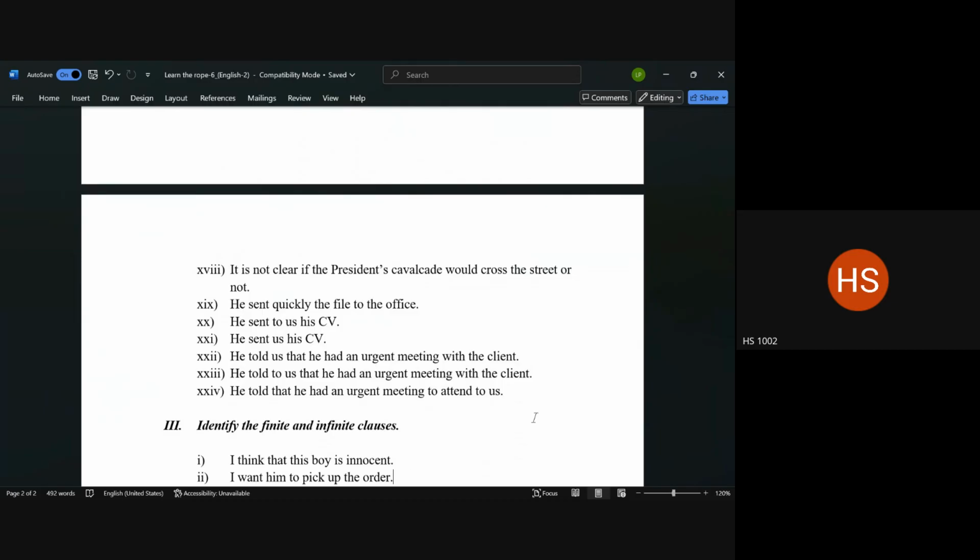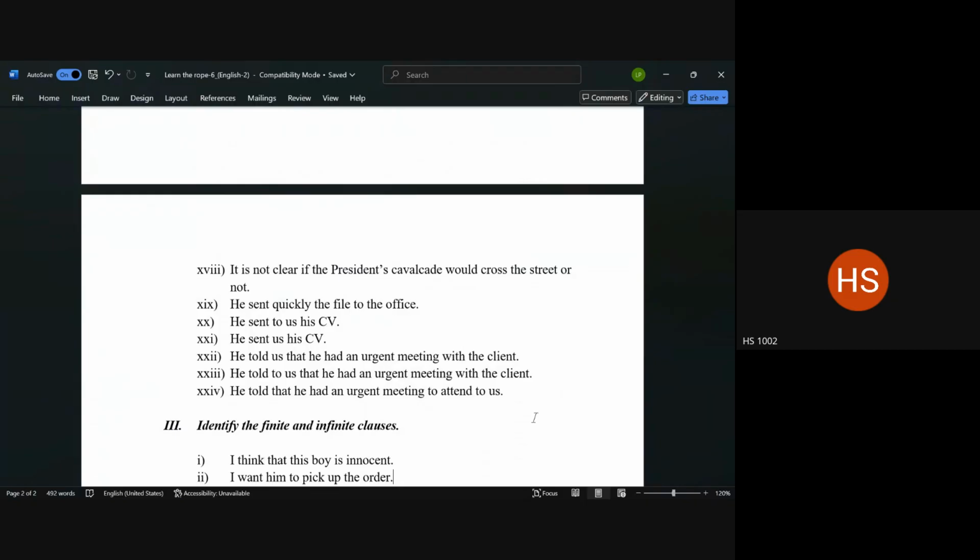He told us that he had an urgent meeting with the client. Is that okay? Yes, ma'am. Yeah, this is okay because look at the placement. Direct object is what? That he had an urgent meeting with the client, right? And us is your indirect object. So that's in the right position. So whenever you have it without a preposition, then the indirect object precedes the direct object. He told us that he had an urgent meeting with the client.